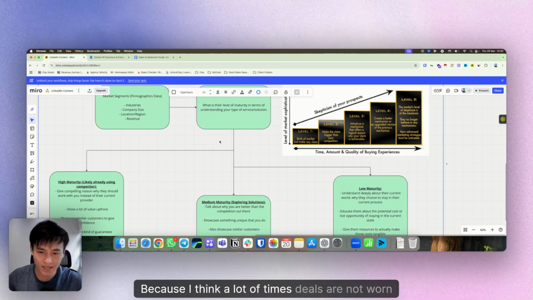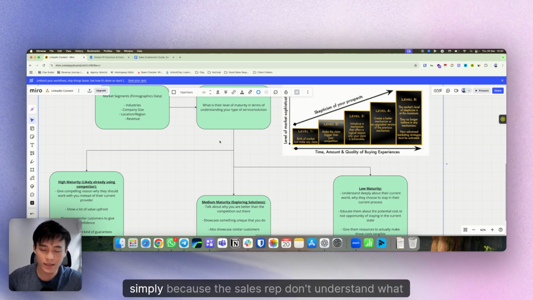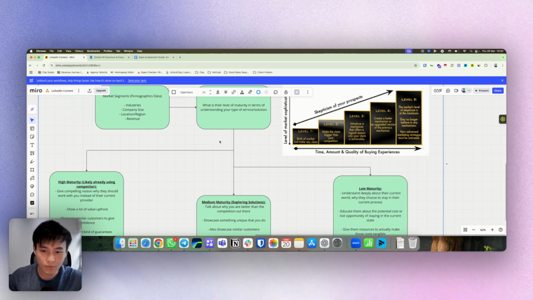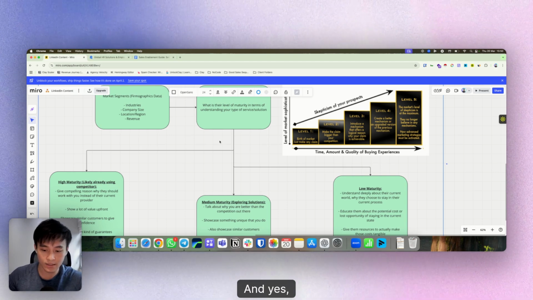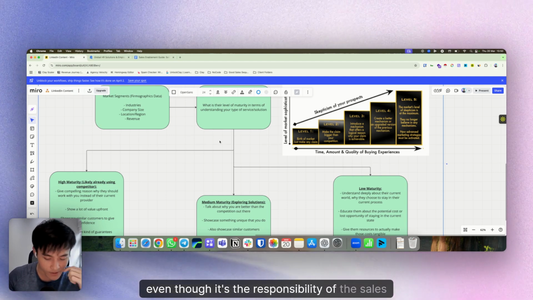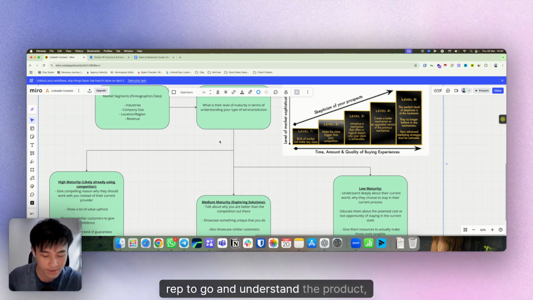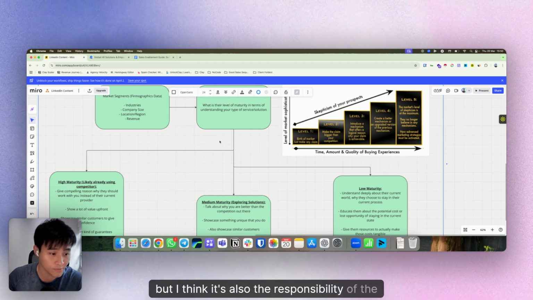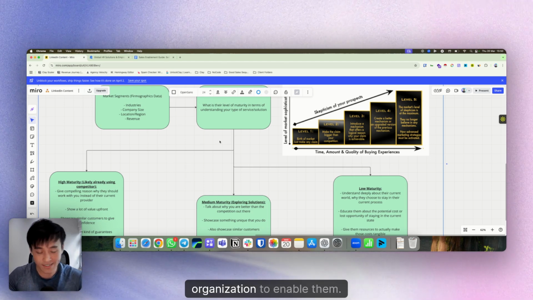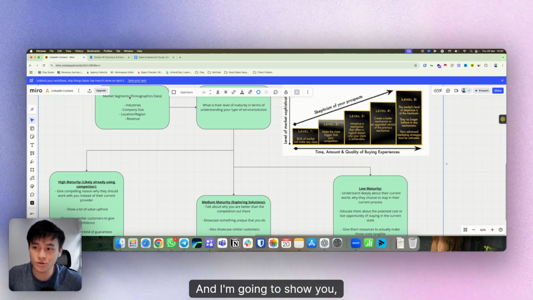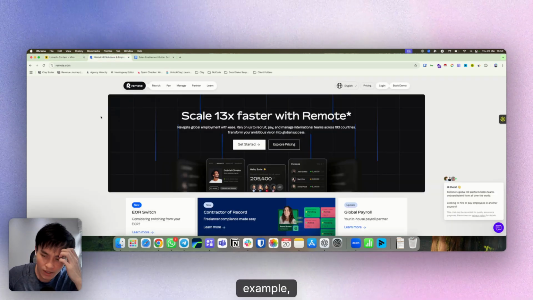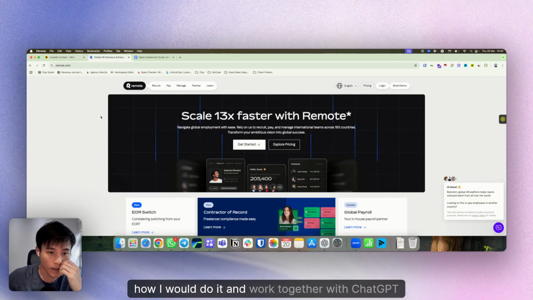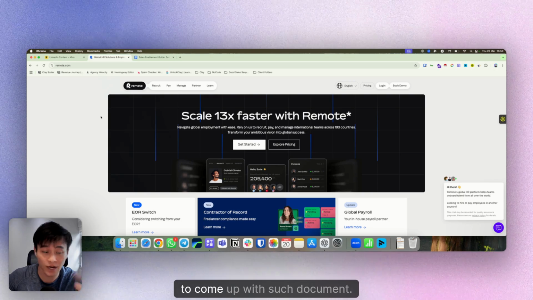Because I think a lot of times deals are not won simply because the sales rep doesn't understand what they're talking about. And yes, even though it's the responsibility of the sales rep to go and understand the product, I think it's also a responsibility of the organization to enable them. And I'm going to show you, using Remote's example, how I would do it and work together with ChatGPT to come up with such documents.